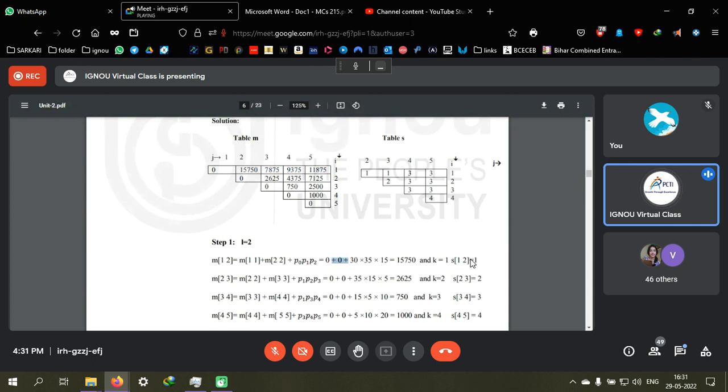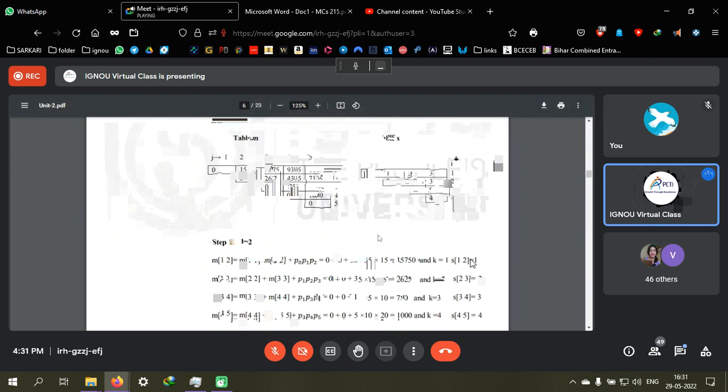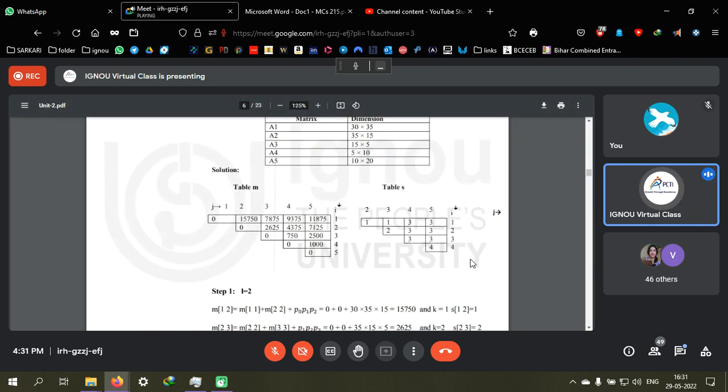Then I have to put the dimensions value, right? So when I am working on this, this is P0, this is P1, and this is P2. So P0 value is 30, P1 value is 35, and P2 value is 15. So we put it here: 30 into 35 into 15. We got our answer, 15,750. Any question? No, ma'am.